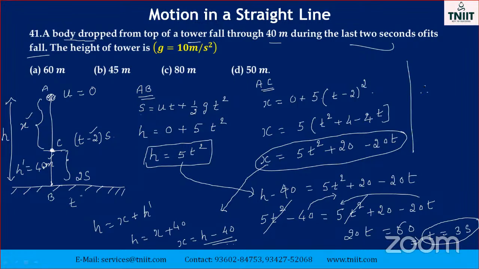Time is 3 seconds. So h is equal to 5t squared. So h is equal to 5 into t squared. T squared is 3 squared. So h is equal to 5 into what is 3 squared? 9. What is 9 into 5? 45 meter. So what is the total height of the tower, students? The total height of the tower is 45 meter. So option D is the right answer.